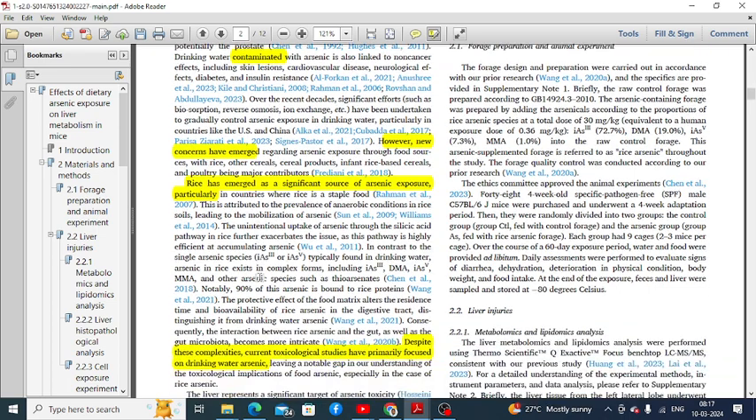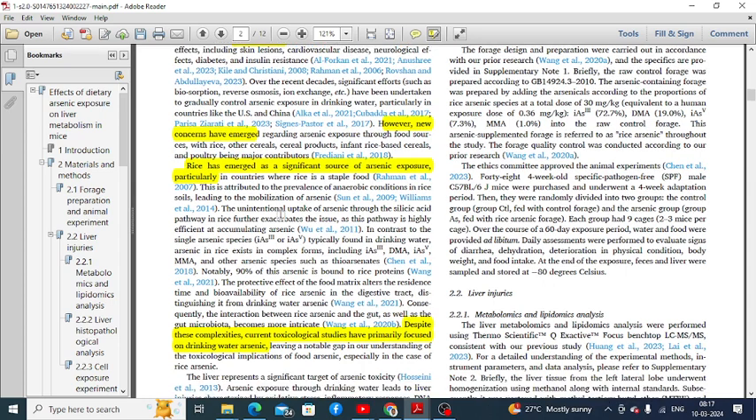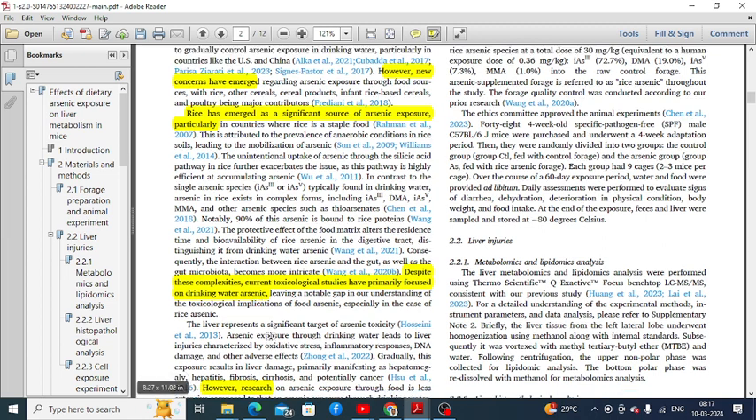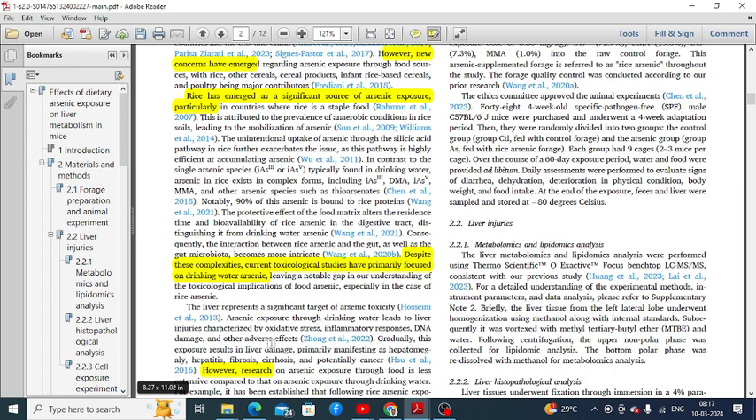So there are reports, these are the studies that explained how rice could act as a source for arsenic intake for organisms. See, in the last paragraph, we could see that despite these complexities, current toxicological studies have primarily focused on drinking water arsenic only. So the majority of the studies are just focusing on drinking water arsenic, but no study is focusing on dietary arsenic intake. So that's why they focused on this one.